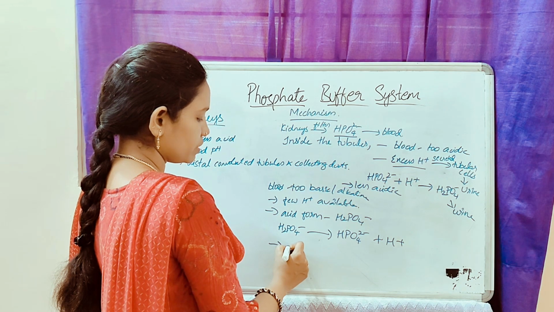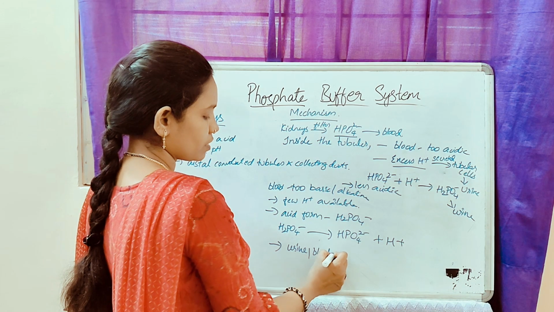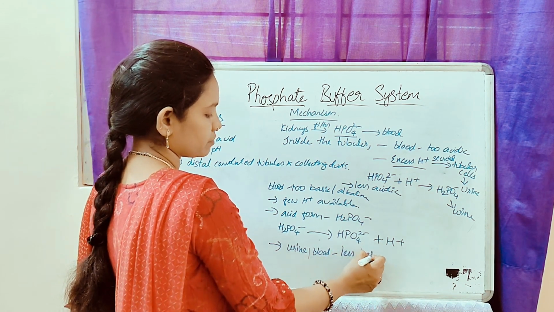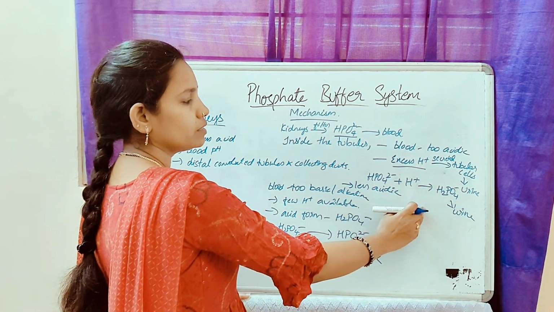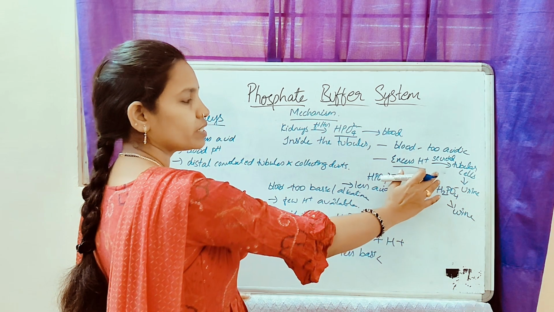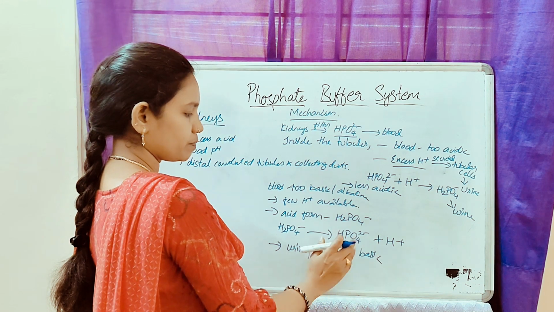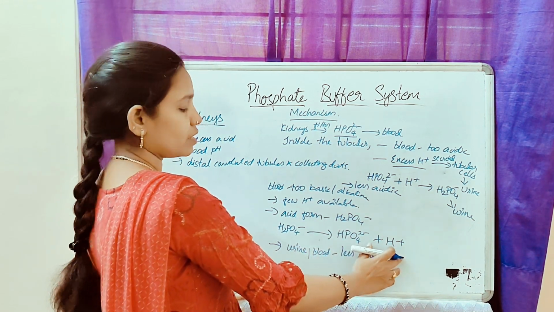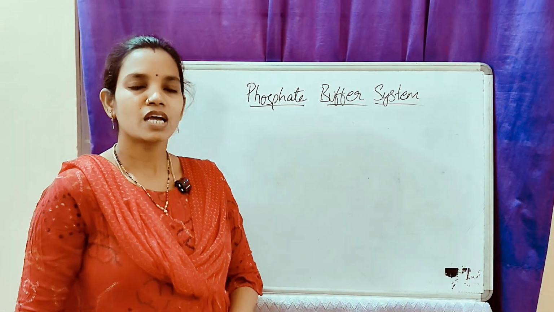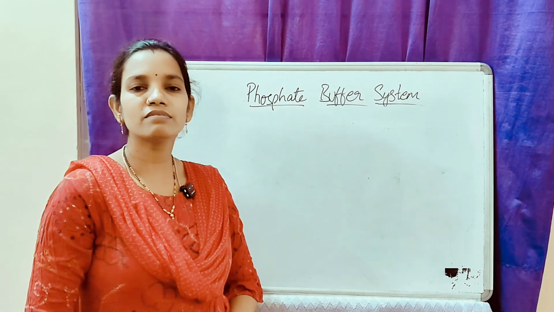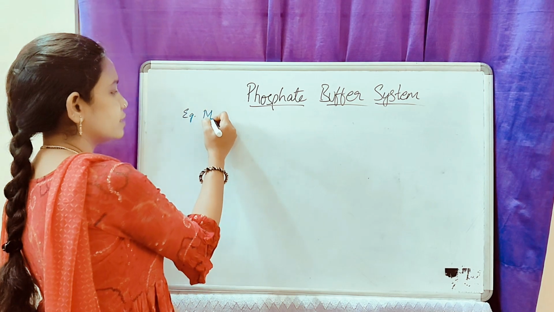So here the blood will be less basic. So in both the conditions we have seen that the pH has been stable. If it is too acidic, excess H plus ions are combined. If it is too basic, H plus ions are released. Is it clear? Now let's simplify the phosphate buffer system with a small example, that is a muscle cell.